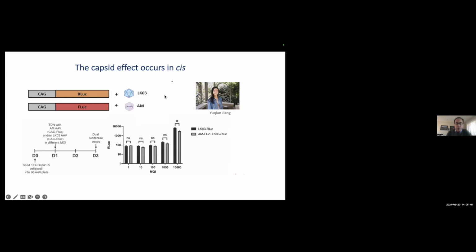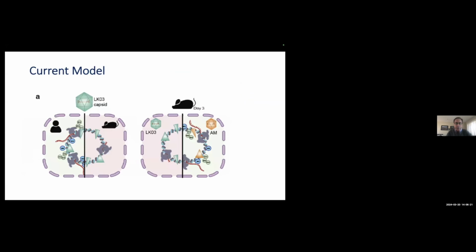So one of the questions we wanted to ask is, if you use a capsid that is restricted in mouse cells, and then co-inject it with a capsid that is permissive in mouse cells, can you trans-complement the activity? And the answer to that is no. So the capsid effect of how it sets up the epigenome occurs in cis and cannot be complemented in trans.